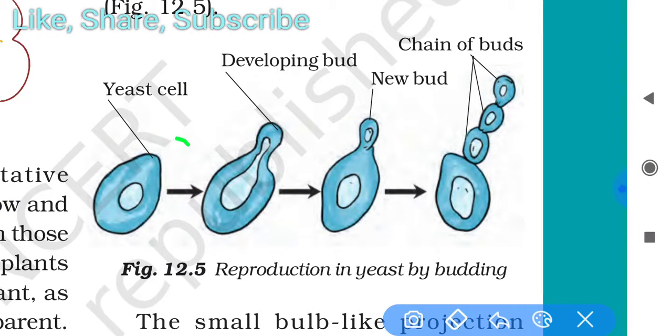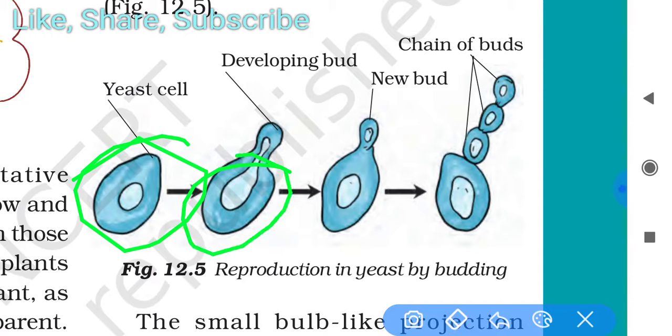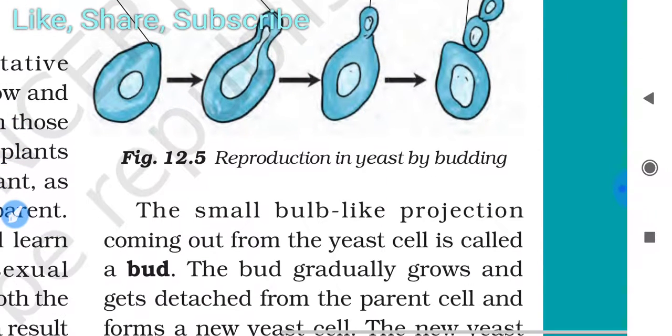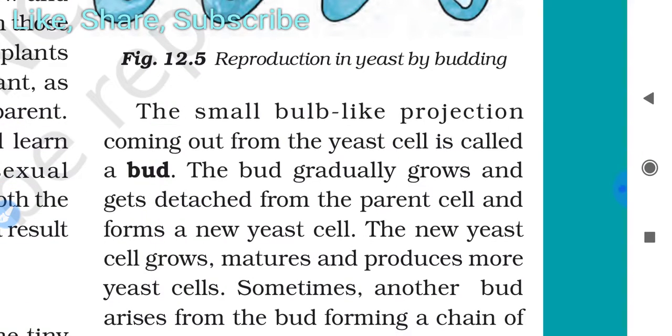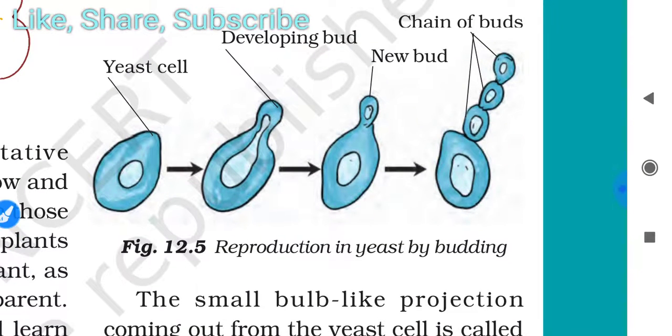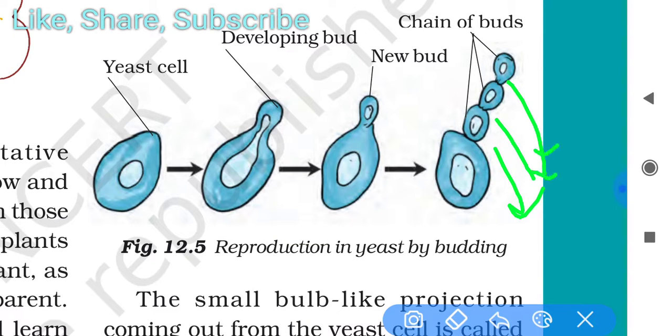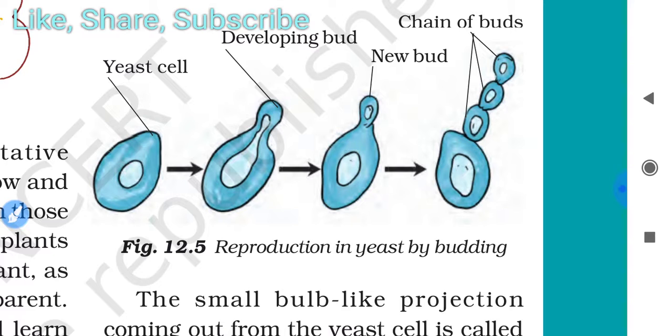They detach from the parent plant. So it's the yeast cell here, and then it grows into a new plant. The small bud-like projection coming out from the yeast cell is called a bud. The bud gradually grows and gets detached from the parent plant and forms a new yeast cell. These are detached from this parent plant, and they form a new plant individually.